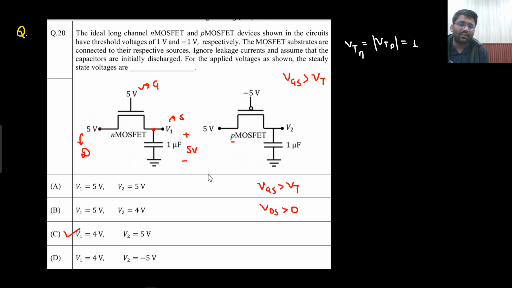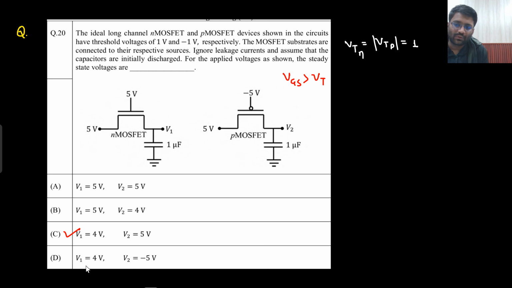But will I reach 5 volt? That would be determined by this particular condition. It says that my VGS value should be greater than 1. That means you can reach up to 4 volt only. So what will be my answer? The answer will be 4 volt. Okay, so I hope you have understood.